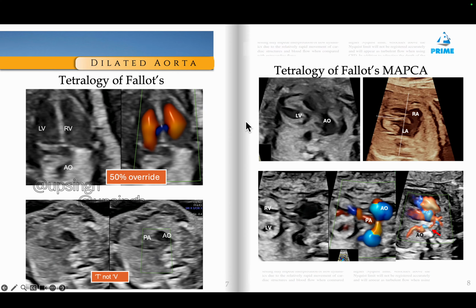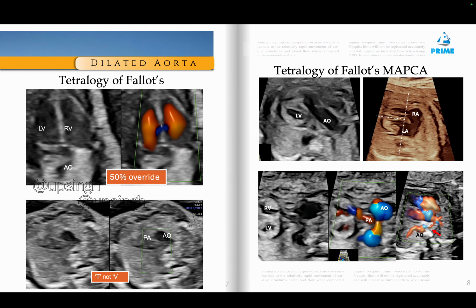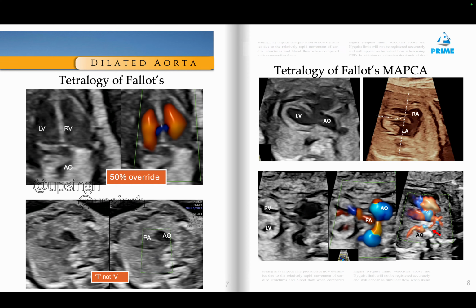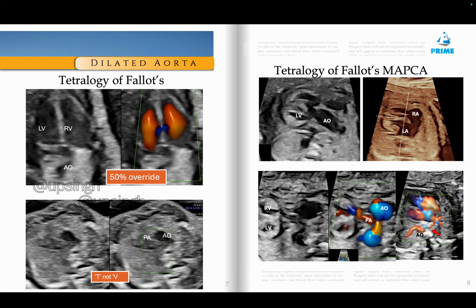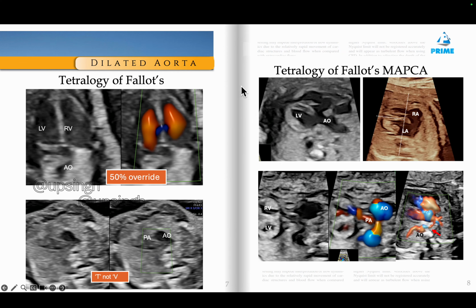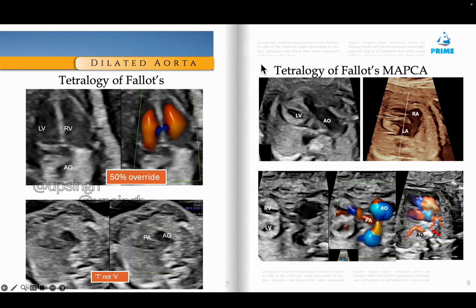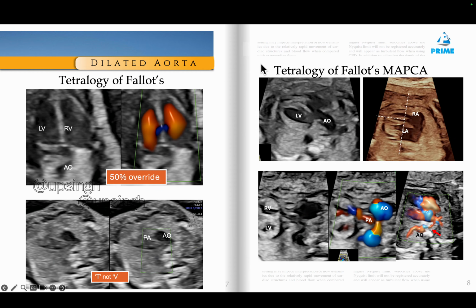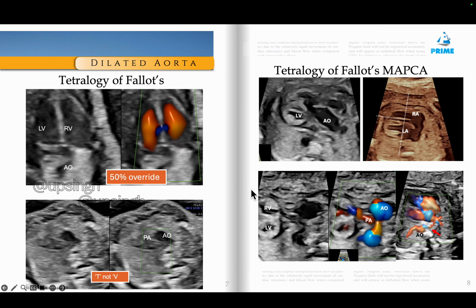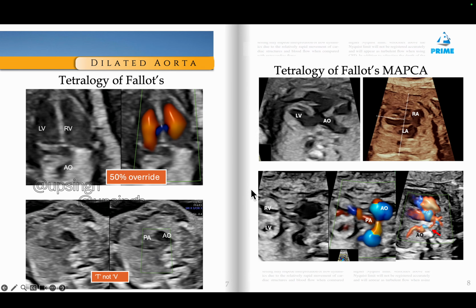Severity of tetralogy of Fallot depends upon the degree of pulmonary artery stenosis. The smaller the pulmonary artery, the larger would be the aorta. So that's how you make up an assessment of tetralogy of Fallot severity. This patient has a marked left axis deviation, axis about 80 to 90 degrees.